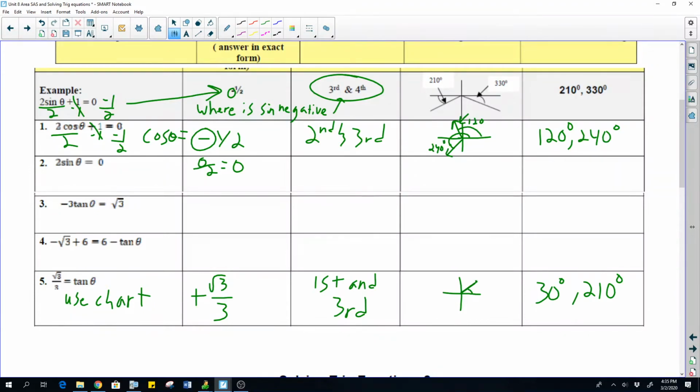So here's our 30 degrees there. And then down here, all the way to here, is our 210 degrees. Nice. Okay, there's our 2 answers. Beautiful. Let's do a tough one now.